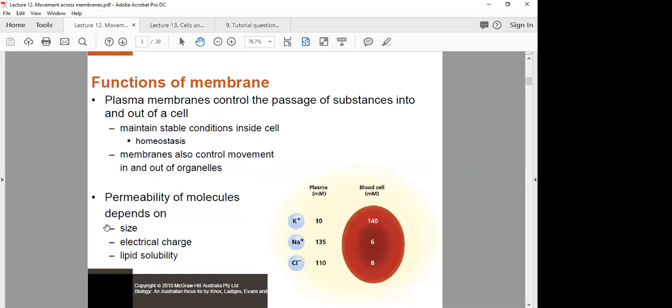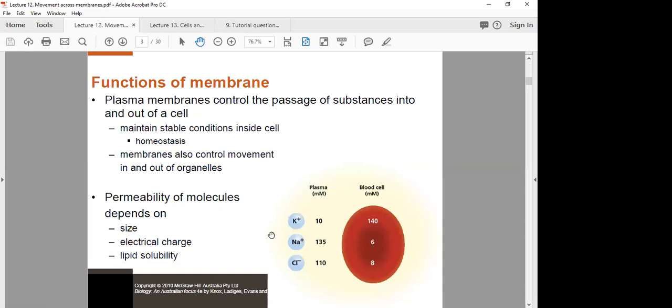Permeability of molecules depends on their size. So the larger molecules will have a lot of trouble getting directly through the lipid bilayer of a membrane. Smaller molecules have a greater chance of passing through. Molecules that are charged, any charged molecules such as ions, as we can see here, will also have problems getting through the lipid bilayer of a membrane.